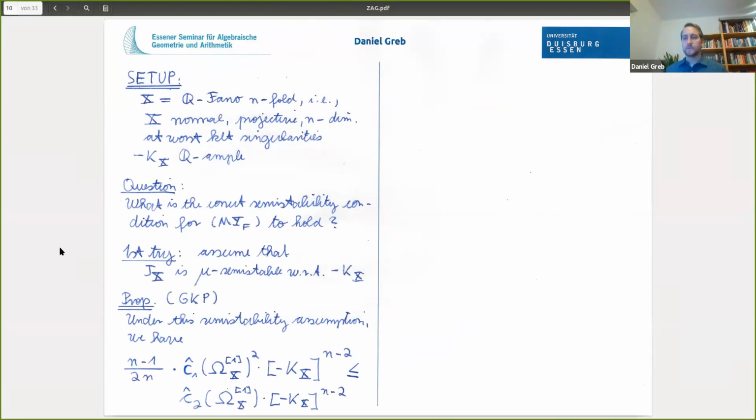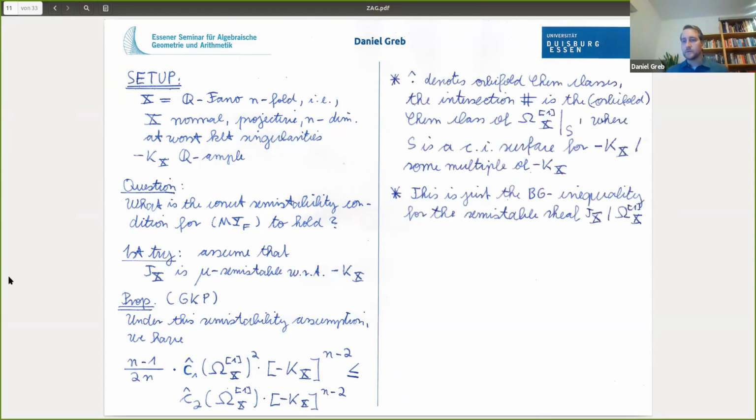Okay, it's written in one of my papers with Kebekus and Peternel, but it really goes back to, say, an idea of Kawamata. So under this semi-stability assumption, you have the following inequality, which I will analyze now and comment on, on the right-hand side of this slide. Yeah? So first, what do the expressions mean?